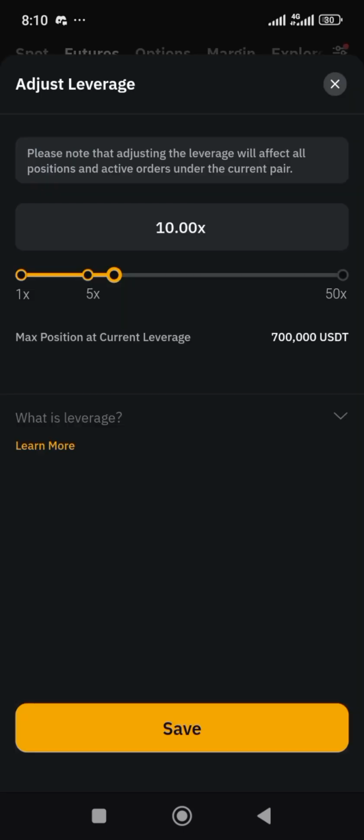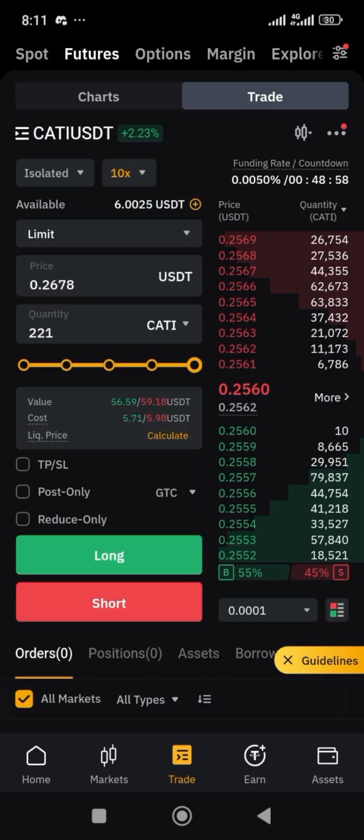Now look at this 10x. How many x do you want this trade to be? This x is more like leverage. You are borrowing money from the exchange to run this trade. Now with this 10x, it's more like I now have $6 times 10 to run this trade. $6 times 10, that is on 10x.